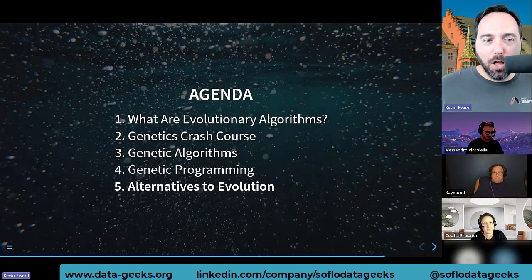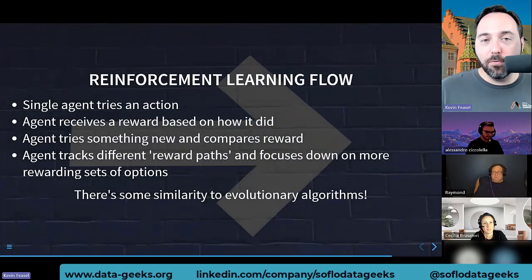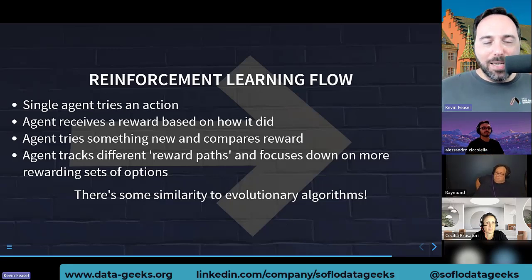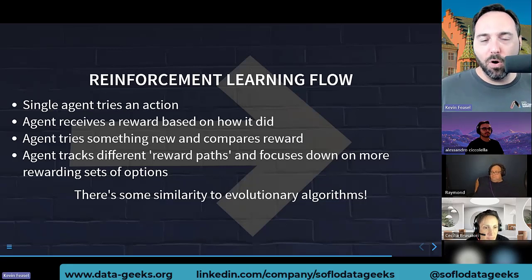All right, couple minutes, alternatives to evolution. Reinforcement learning. You may be familiar with the idea. The idea of reinforcement learning is we have a single agent that is trying to perform an action. That agent will get a reward based on how it did. Then it'll try something new, and it'll compare, what does this reward look like versus my last reward? And we can track these different reward paths.